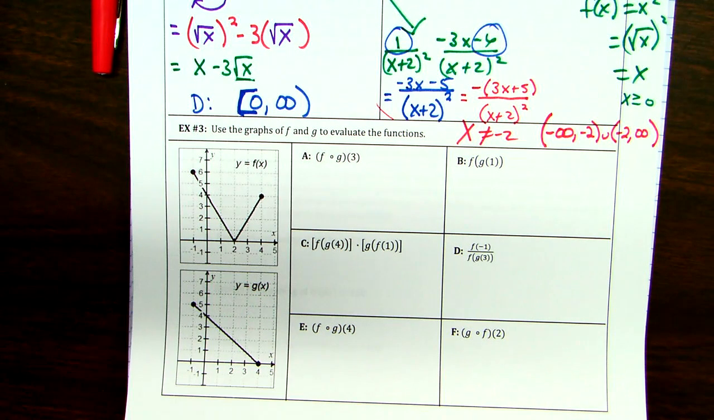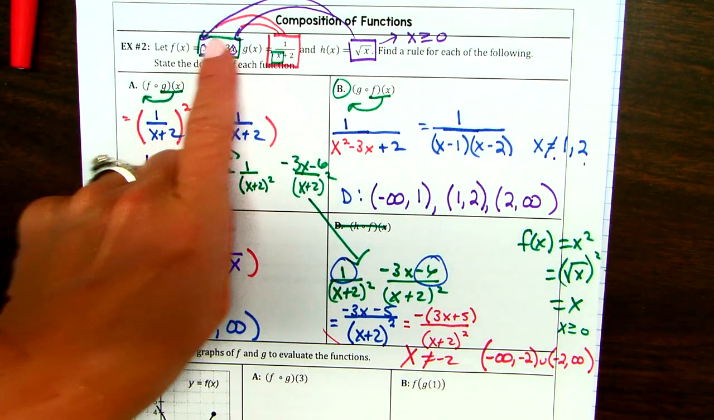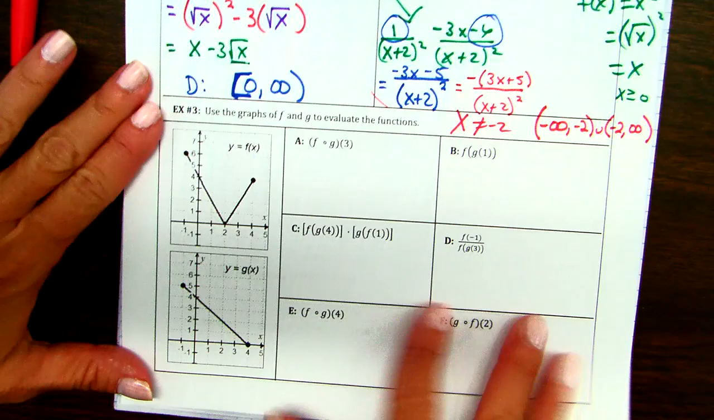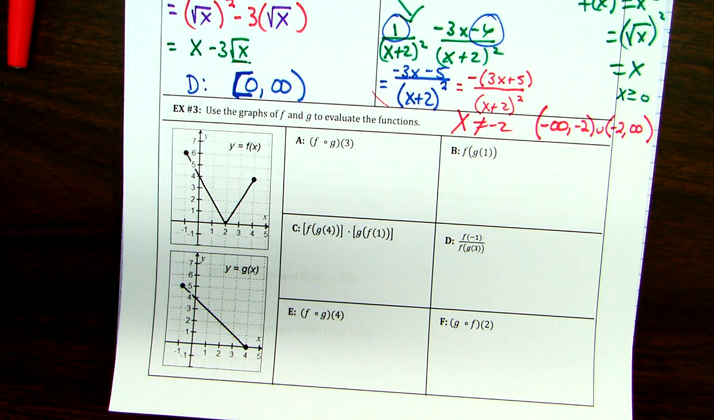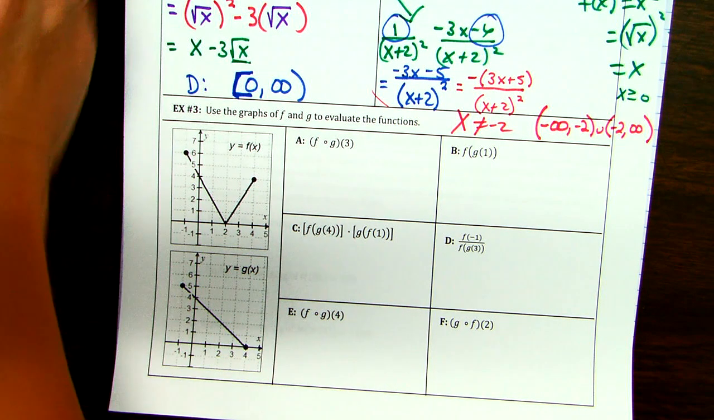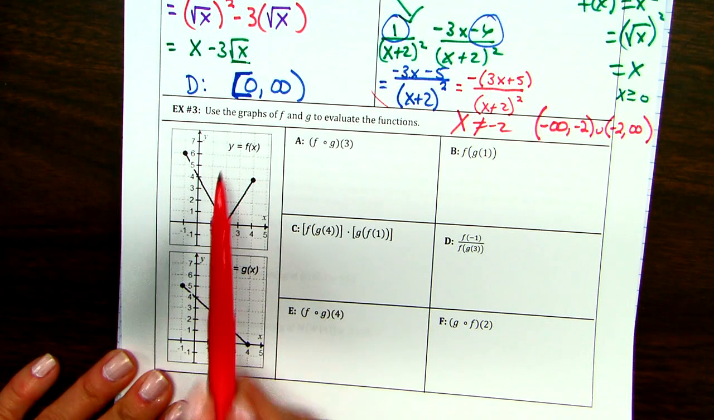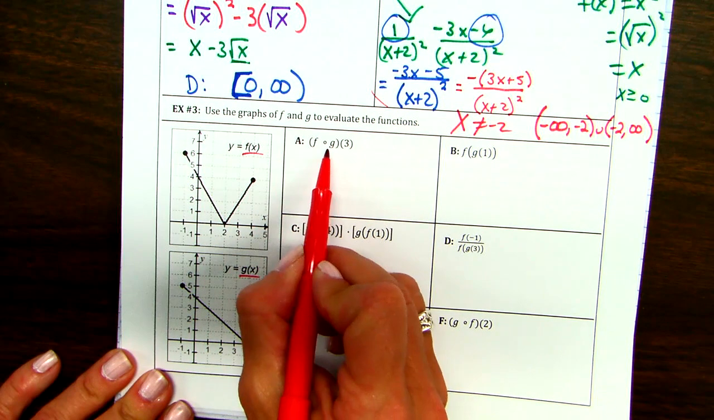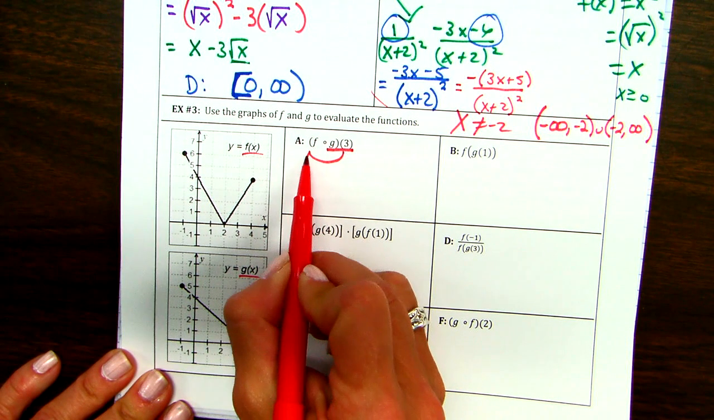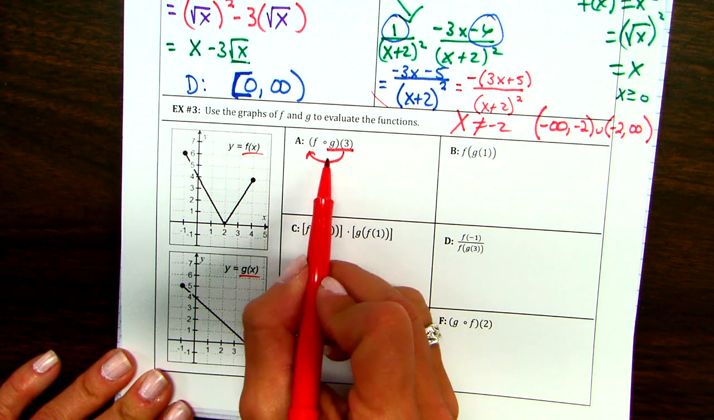This is exactly what we were just doing, but not with algebraically written functions, with graphs. But it's the same idea. Input is x, output is y, right? So look what we have. We have two graphs. One is labeled f, one is labeled g. That's important to notice the difference. Our first problem is starting to the right, going to left. Same idea, right? F of g of 3.